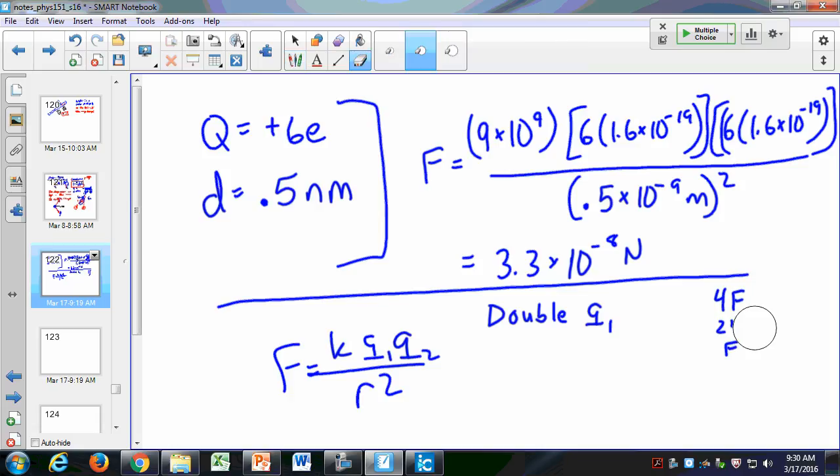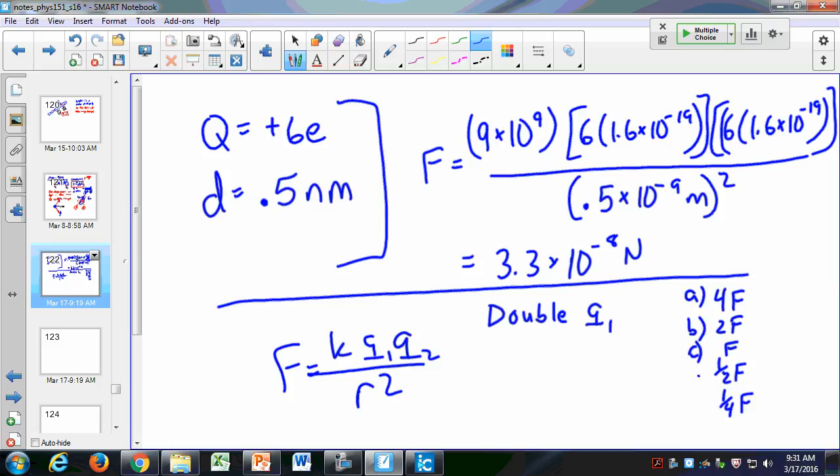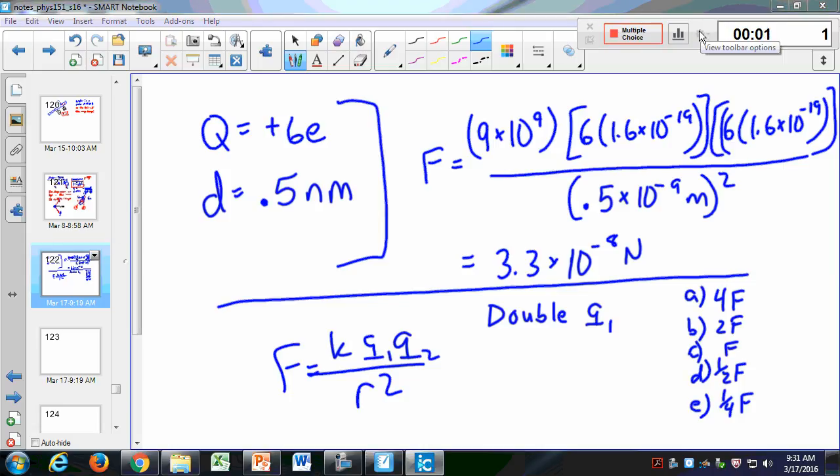Oh, that should be 2F. Half the force, or 1/4 of the force? What happens if I double Q1? If Q1 is what it is here, my force is F. What happens if I double Q1? What will happen to the force here? All right, just a few more seconds. I'll stop at, I don't know, 30.